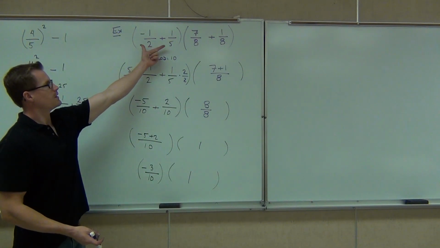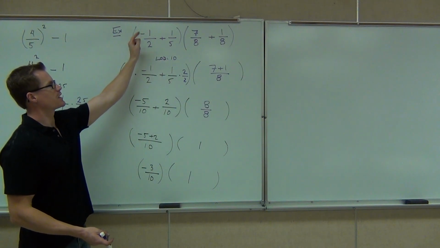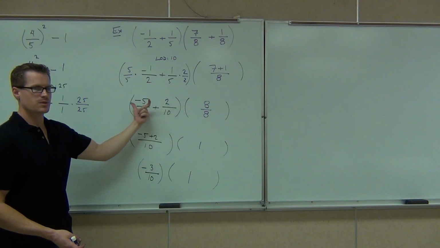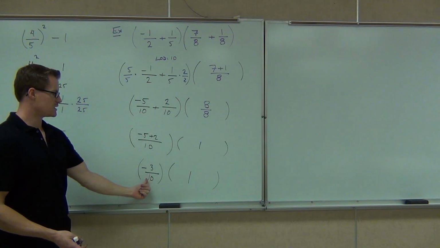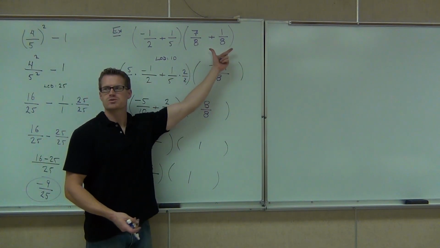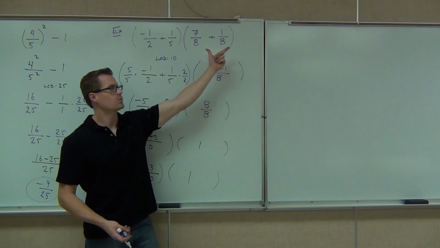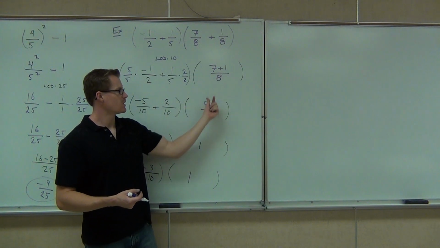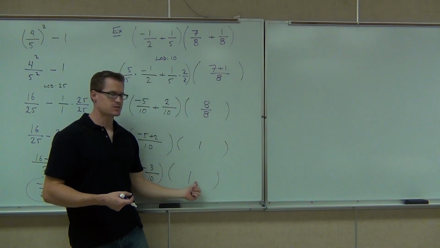So here we've found our LCD after moving our negative to the numerator. We've used the LCD to find equivalent fractions. We have added those fractions together, and we get -3/10. The other fraction was a little bit easier. We had 7/8 plus 1/8, they already had a common denominator. We make those one fraction, we add, we simplify, it's still 1.